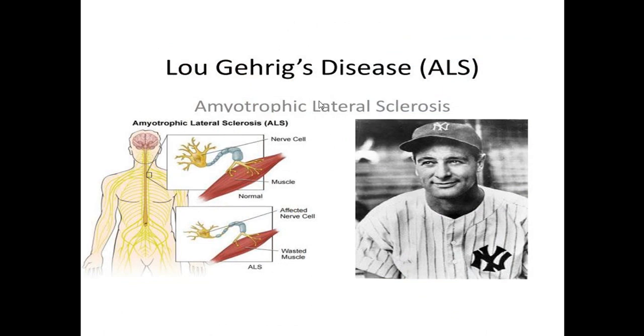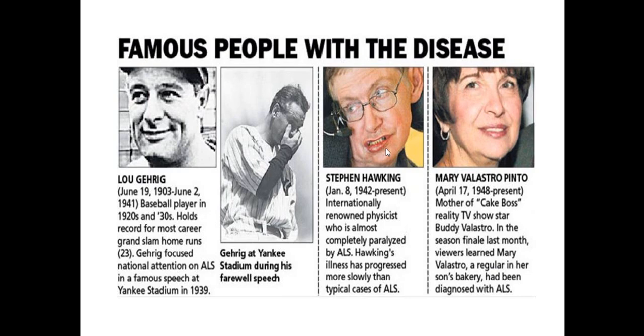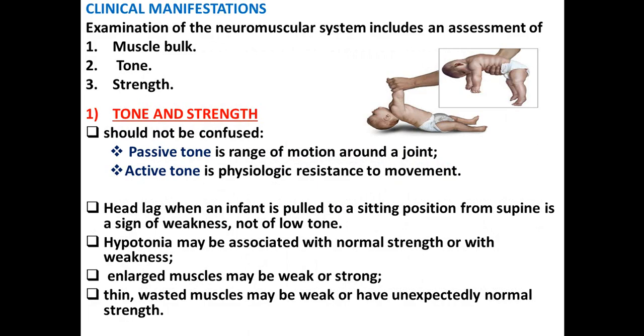Lou Gehrig's disease is another name for amyotrophic lateral sclerosis, and it is called by this name because of a baseball player who got the disease and was a victim of it. Other famous people with the disease include Stephen Hawking and a TV show star, Mary Pinto. These are two more victims of this disease, but fortunately it is a disease of adults and not of the pediatric age group. So what are the clinical manifestations?